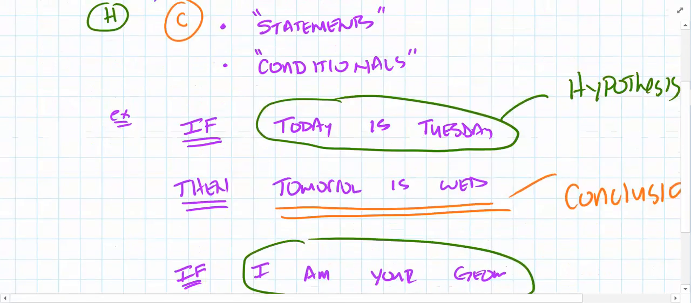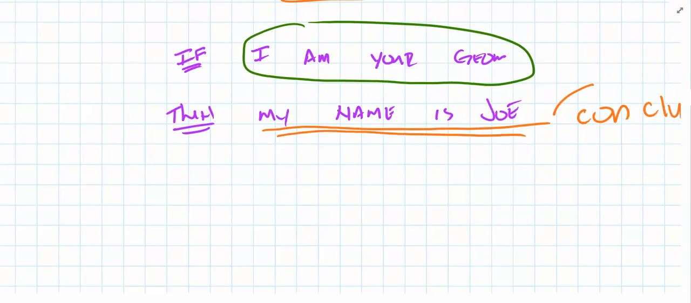So let's go back to that example that you gave us. If I go to sleep, then I'm rested. What's the hypothesis? If you sleep. Good. What's the conclusion? Then you're rested.